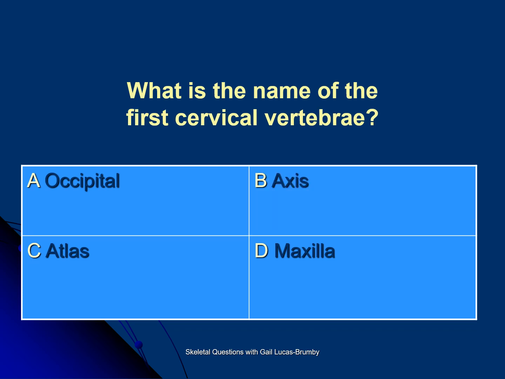What is the name of the first cervical vertebrae? Is it A, occipital? B, axis? C, atlas? Or D, maxilla? And the answer is C, atlas.